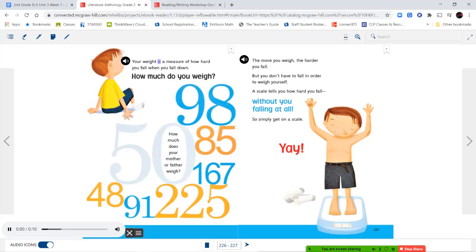Your weight is a measure of how hard you fall when you fall down. How much do you weigh? How much does your mother or father weigh? The more you weigh, the harder you fall. But you don't have to fall in order to weigh yourself. A scale tells you how hard you fall, without you falling at all. So simply get on a scale. Yay!